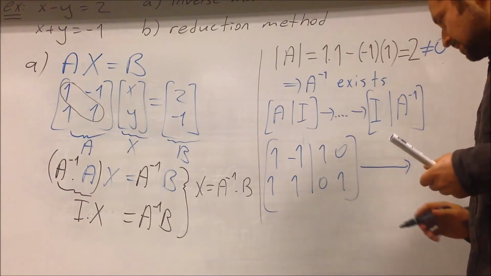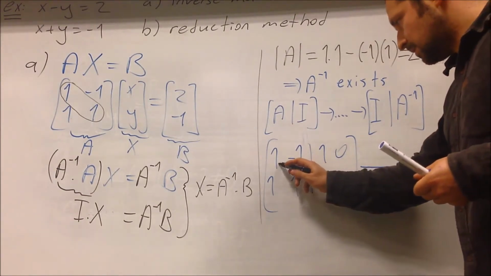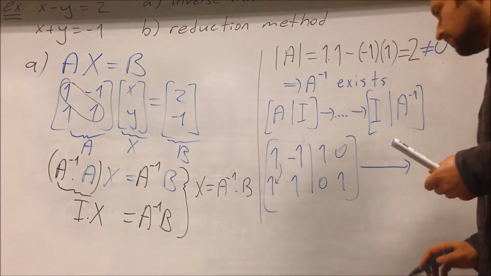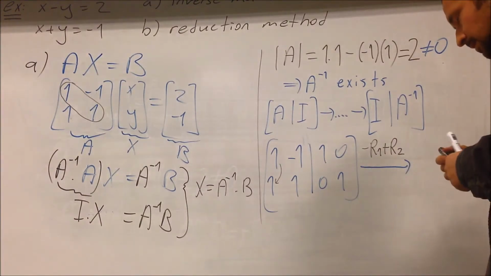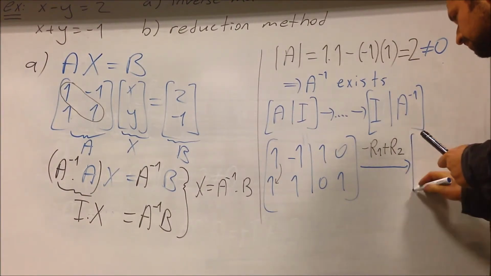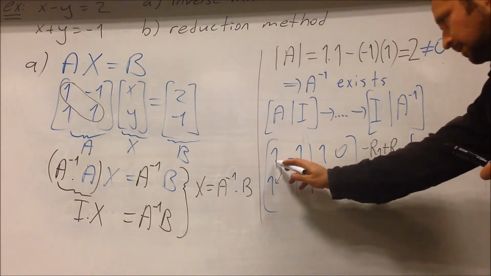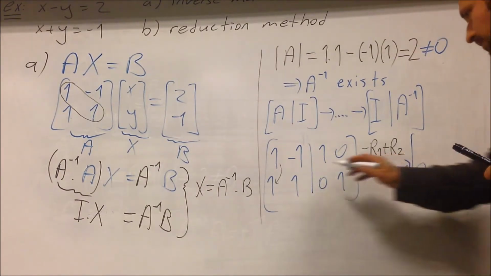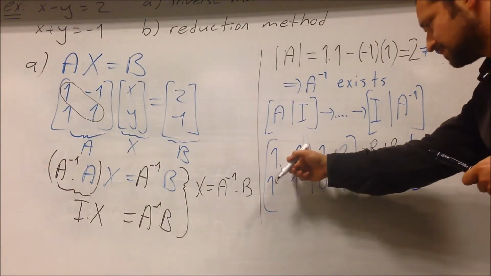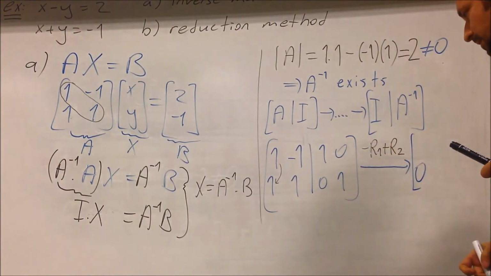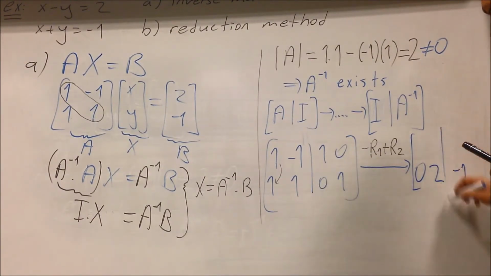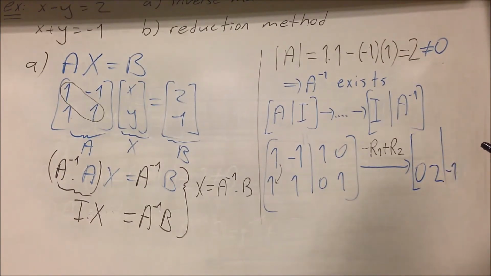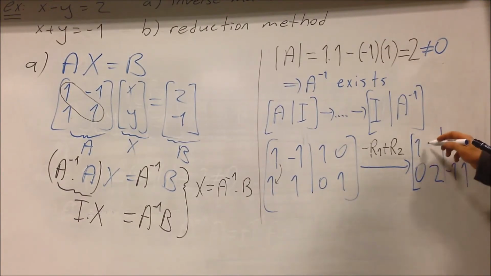What's the operation that we apply at first? We may use this one to convert the one below to 0, minus row 1 added to row 2. We obtain the following. Minus 1 added to 1, here it's 0. Minus 1 is 1, it's a plus 1 with the minus at the beginning. So this will become 2. This will become minus 1. And this doesn't change anything, and the first row remains the same.